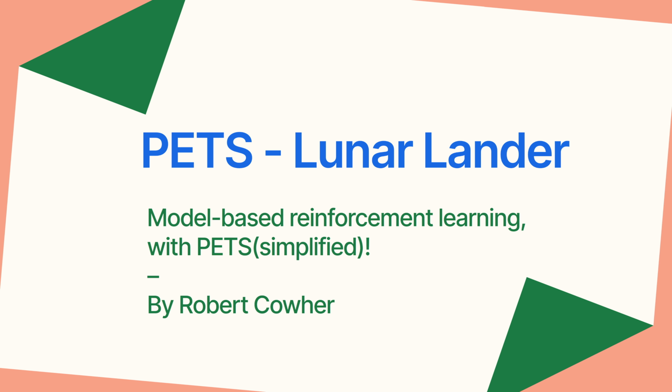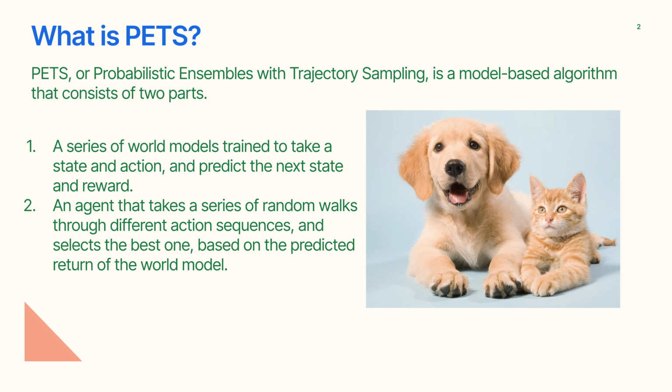This is going to be a series on building out the PETS algorithm, or probabilistic ensembles with trajectory sampling. The PETS algorithm is a model-based algorithm that is two parts. We're going to build a series of world models that are trained to take a state and an action and predict the next state and the reward. And then an agent is going to take a series of random walks through different action sequences, pick the best one based on the predicted return of the world model.